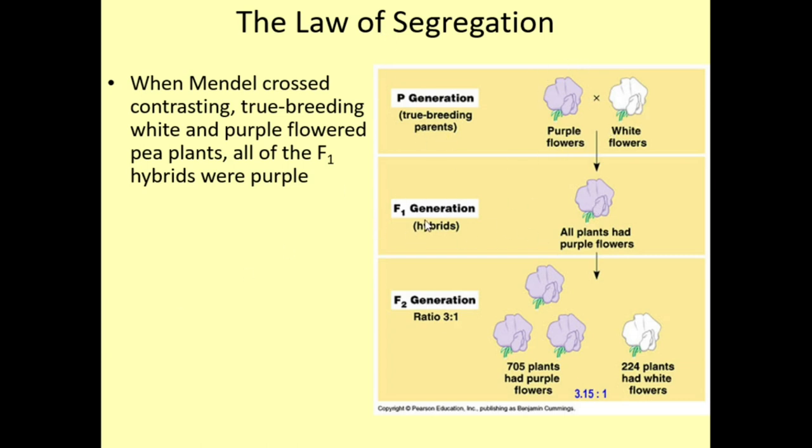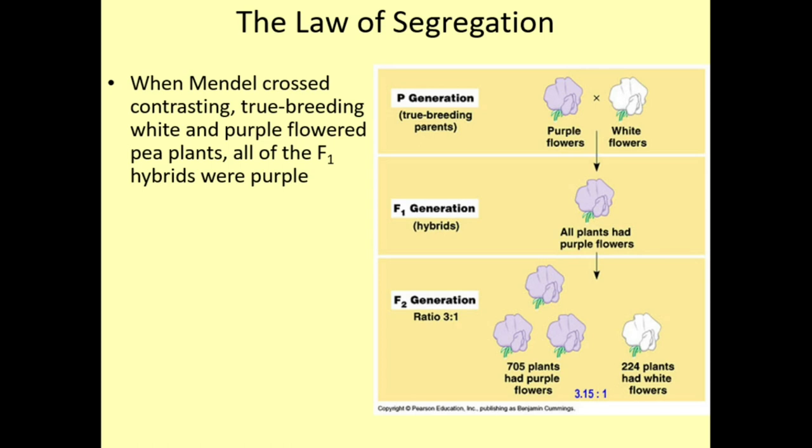Here's our F1 generation. They are hybrid for one character, which is the flower colour, and 100% of the offspring, the F1 generation, had purple flowers. So at this point, it could be easy to think, well, the blending theory must be true then. We're blending purple and white, or we're breeding purple and white, and all of our offspring have purple flowers. Well, that shows that the blending theory is correct.